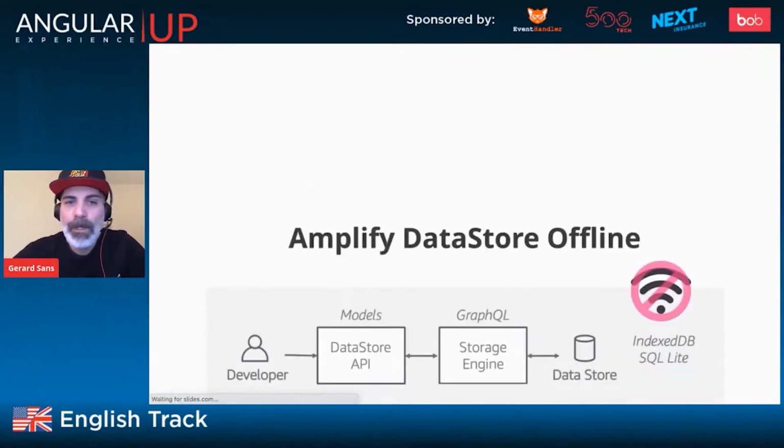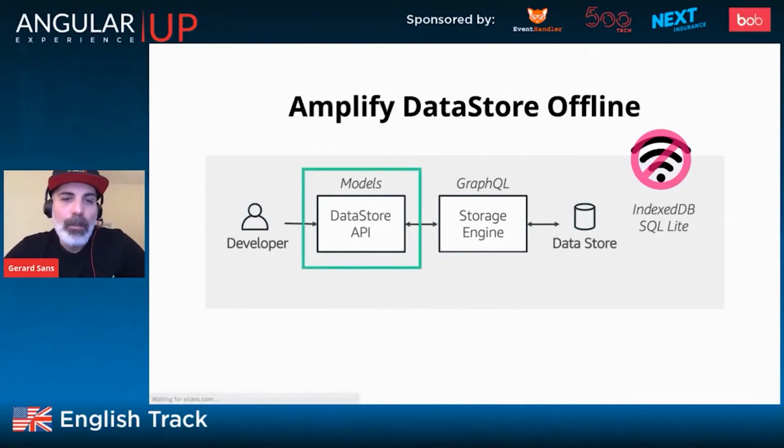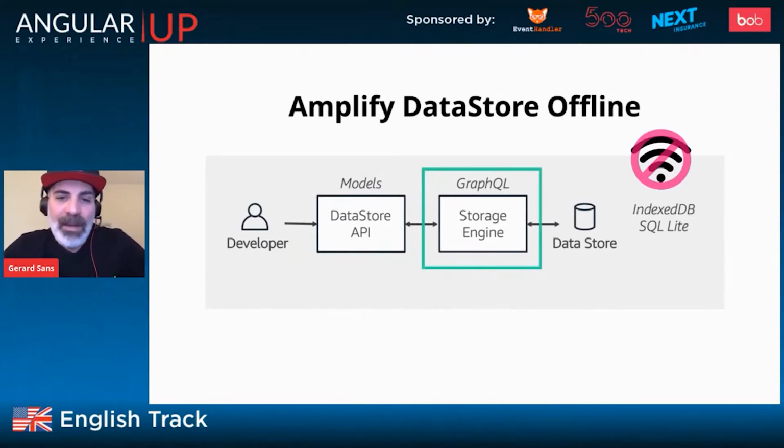Okay, so let's talk now about Amplify DataStore. Amplify DataStore will allow us to work both offline and online. While we are offline, it will work by using models, and these models will be automatically generated from our GraphQL schema. So you will first define your schema, then generate the models and use those models in your client. Those models will be using GraphQL behind the scenes.